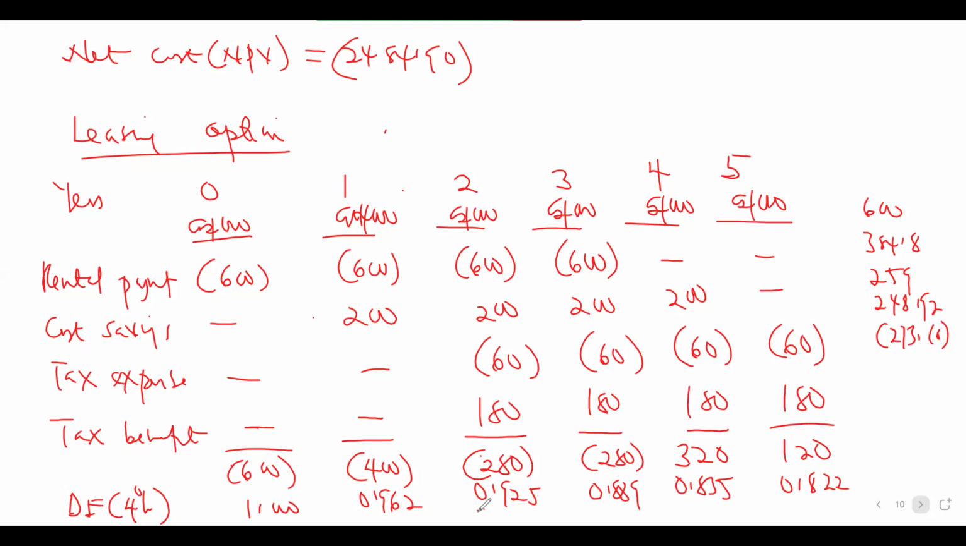The last one will give us 0.822 multiplied by 120. Okay, this will be 98.64.